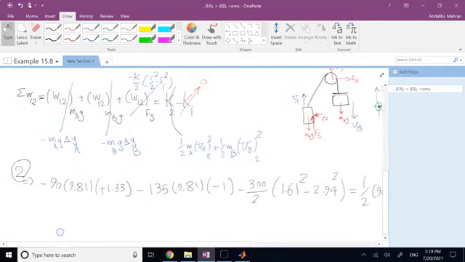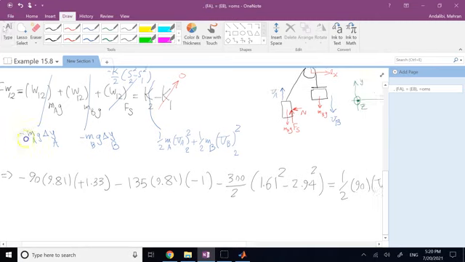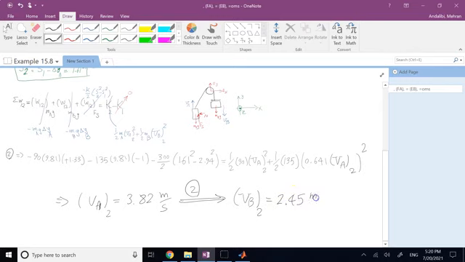Therefore, from here, I can clearly see I only have one equation with one unknown, V of A in position 2, and if I solve for that, I am going to get 3.82 meters per second, and if I plug it back into equation 2, that gives me V of B in location 2, that will be 2.45 meters per second. Okay, so these are my final answers for each block.